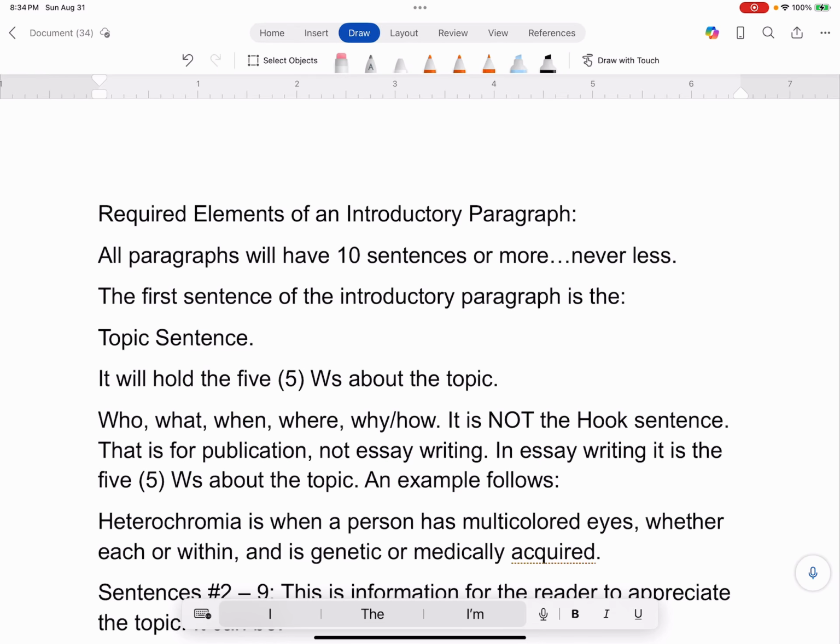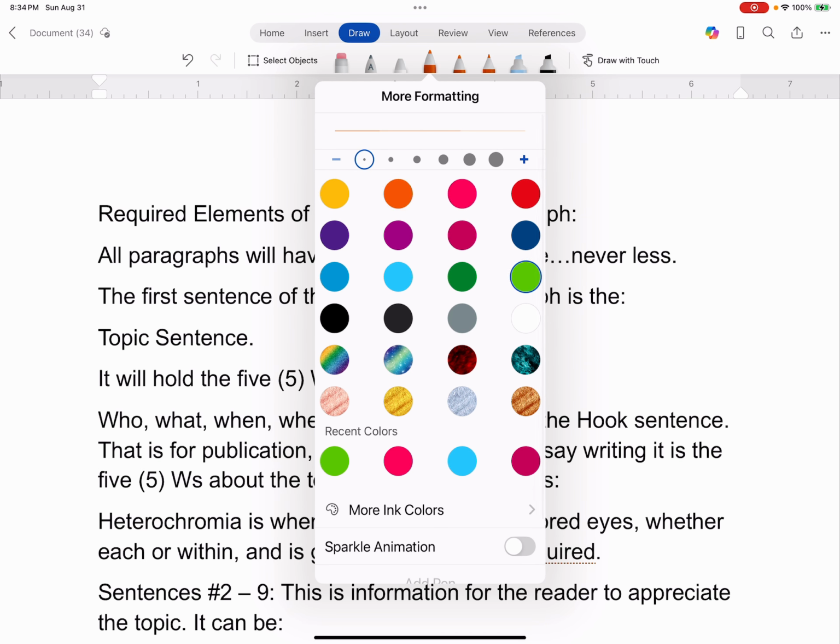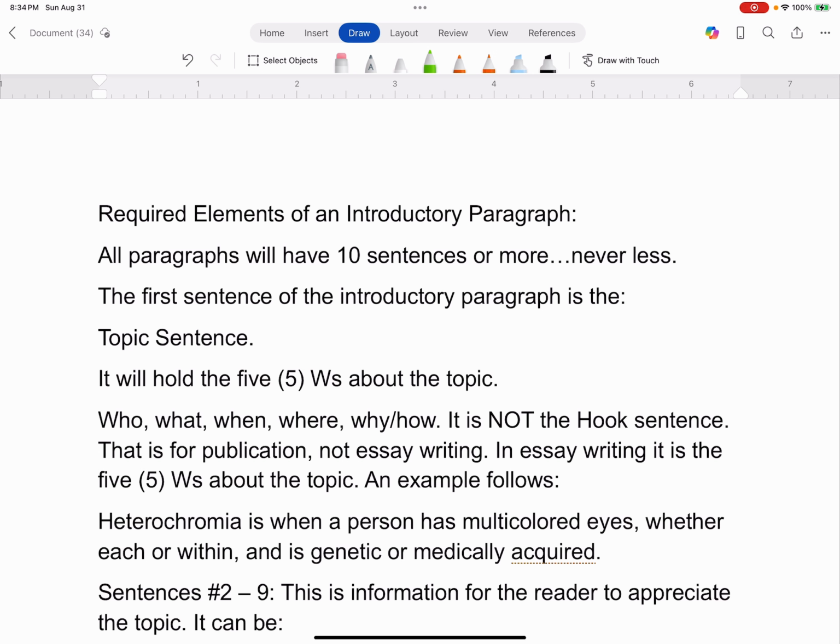This is a short video about the required elements of an introductory paragraph. First off, I want to stipulate that in high school, usually the first sentence of the first paragraph of an essay is taught to be the hook sentence. In college essay writing, this is not true.